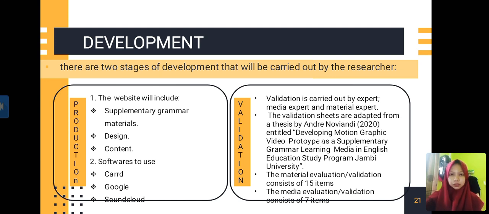Next is validation. Validation is carried out by experts, which are a media expert and a material expert. The validation sheets are adapted from a thesis by Andre Noviandi in 2020, entitled Developing Motion Graphic Video Prototype as Supplementary Grammar Learning Media in English Education Study Program, Jambi University. The material evaluation or validation sheet consists of 15 items, while the media evaluation and validation sheet consists of 7 items.